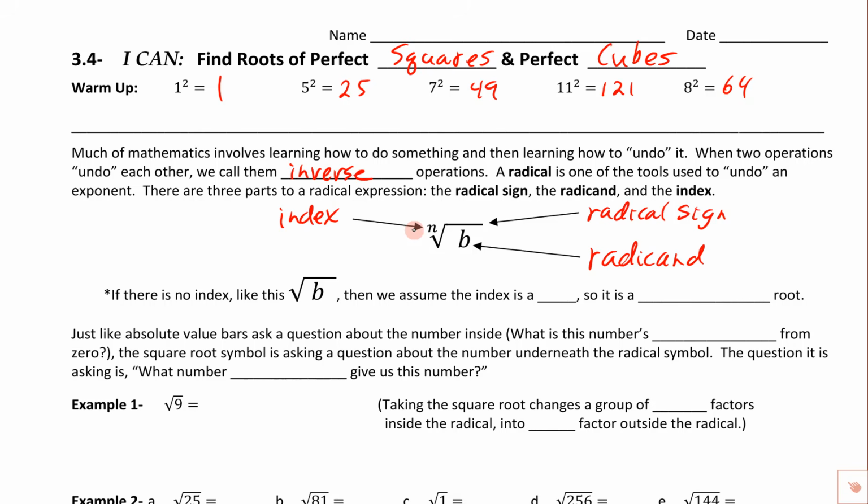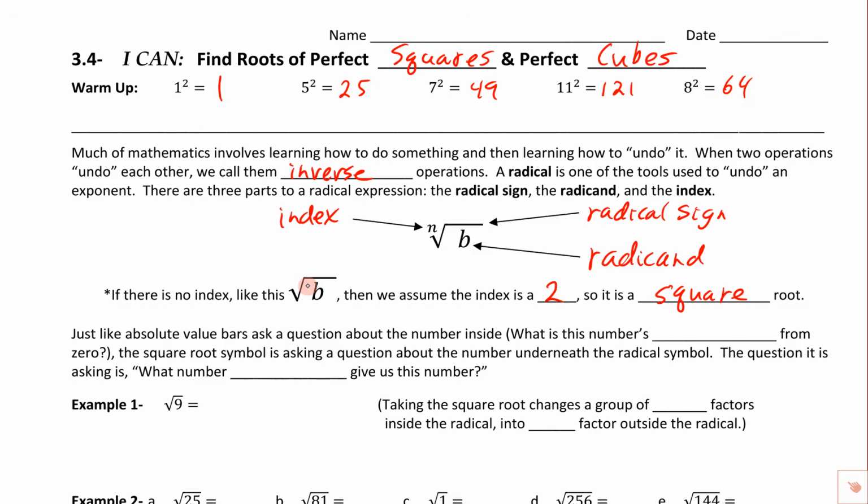Now, if there isn't an index, so if it looks like this right here, then we assume the index is a 2. What that means is it's what we call a square root. So if there's nothing there, we assume it's a 2, and we'd call that a square root. If it was there, it would look like this, with a 2 right there. We're going to talk about square roots, and we're going to talk about cube roots. This is what square roots are going to look like most of the time.